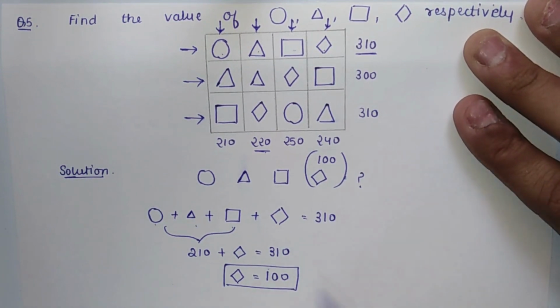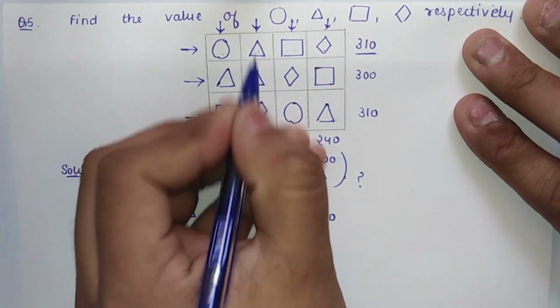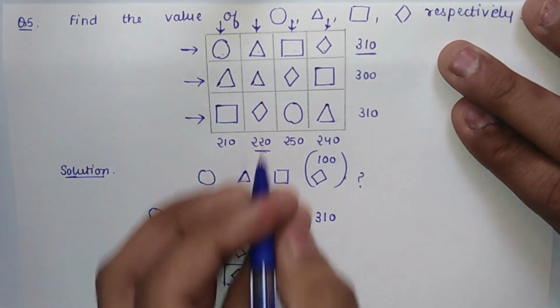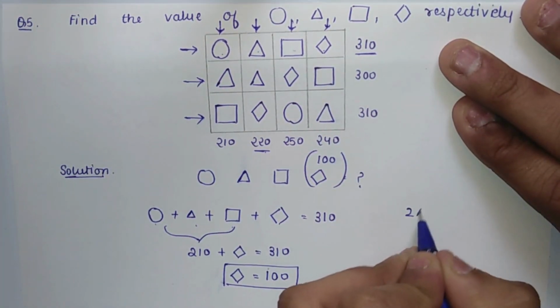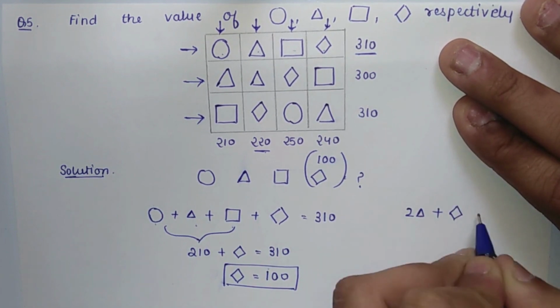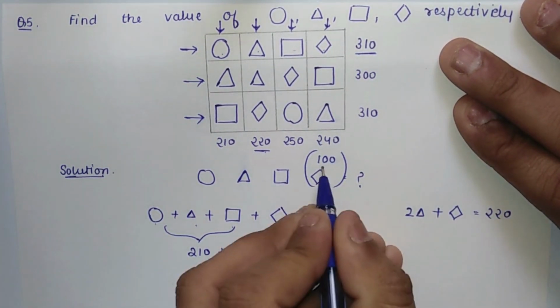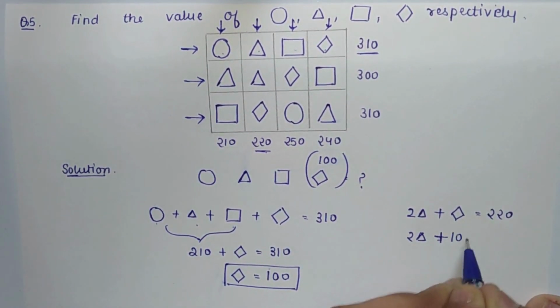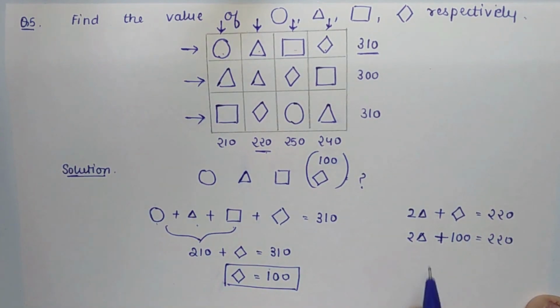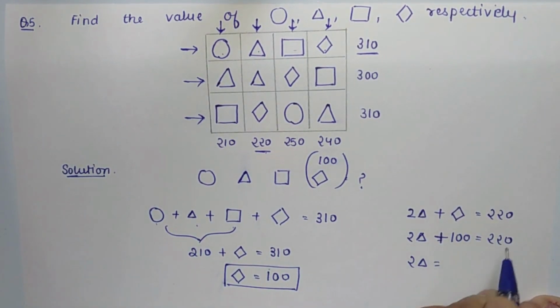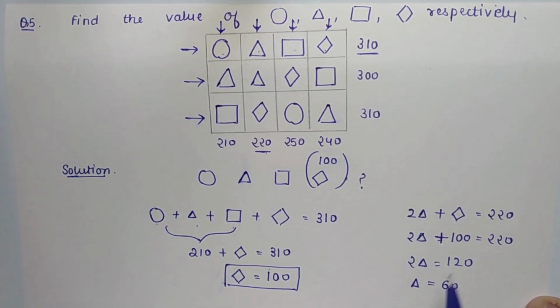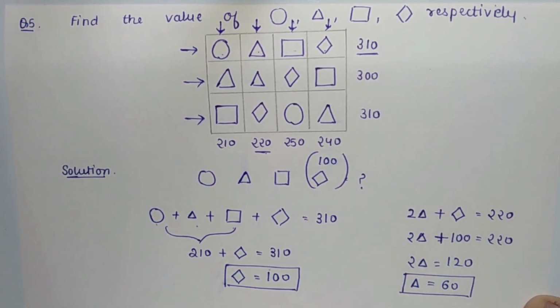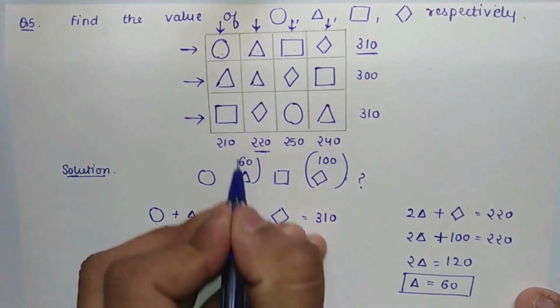Okay, now let's take a look at the second column. In the second column, we are given that 2 triangles plus a single diamond is equal to 220. We have calculated the value for diamond. So what will be the value for triangle? Two triangles plus 100 will be equal to 220. So the value for two triangles will be equal to 220 minus 100. It will be equal to 120. So the value of one triangle will be equal to 60. 120 divided by 2 will give us 60. So the value of triangle we have calculated as 60.